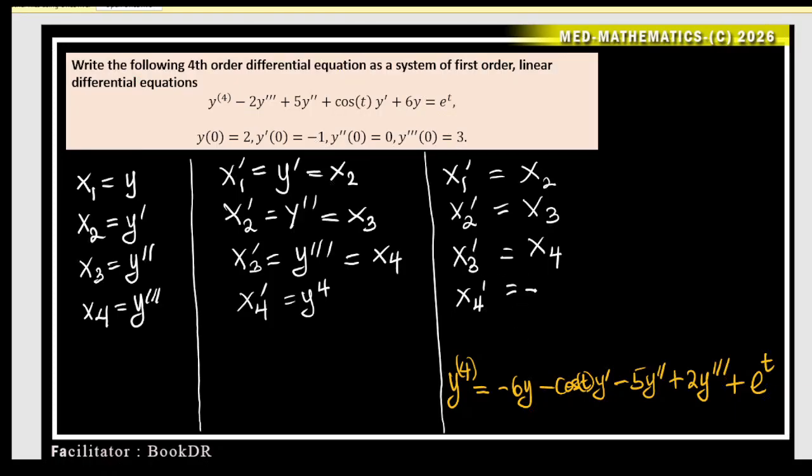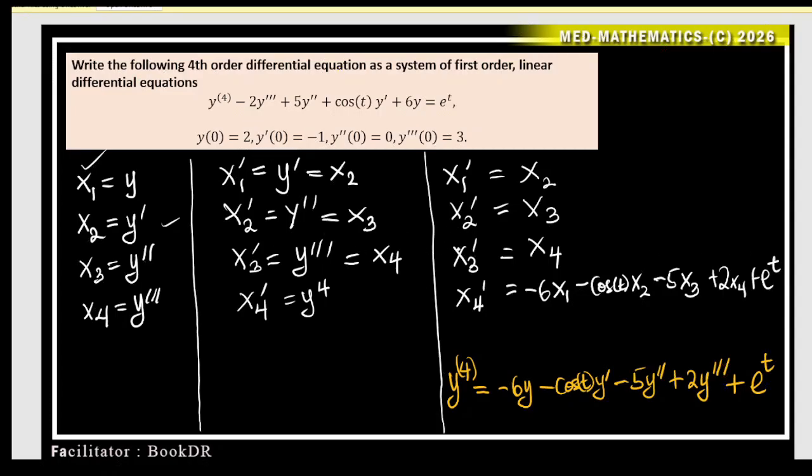So the first term here is minus 6y. And so writing the y, we'll write x1 because that is what is associated with y over here. So it will be minus 6x1. Then we'll have minus cos t x2, because x2 is associated with what? y prime. Then minus 5 x3 representing the y double prime. Then plus 2 x4. Then plus the exponential function e exponent t.